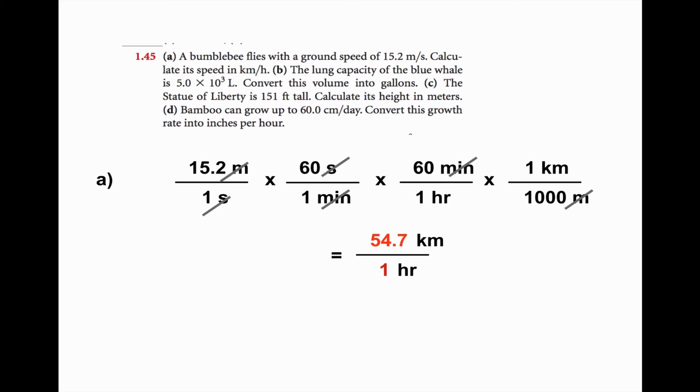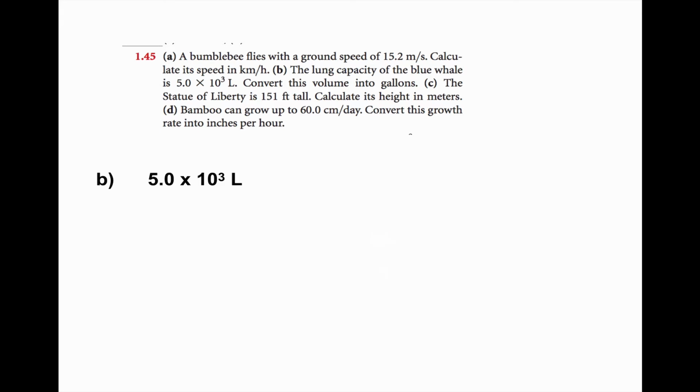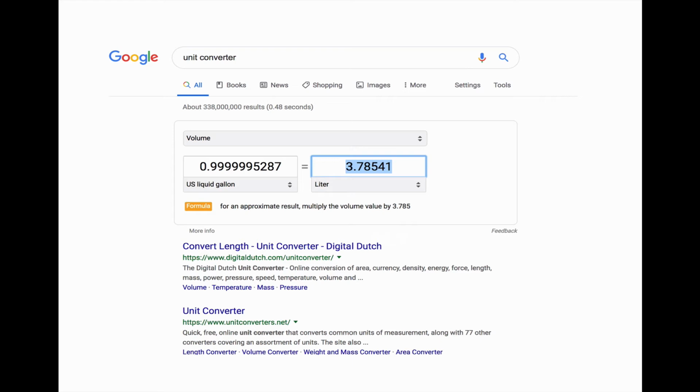All right, lung capacity of a blue whale is 5 times 5,000 liters. All right, convert this to gallons. Well, I don't know. I'd have to find a conversion factor that gets me from liters to gallons. So where would I find that? Oh, I know. Google. Right? I just look up, right, unit converter.